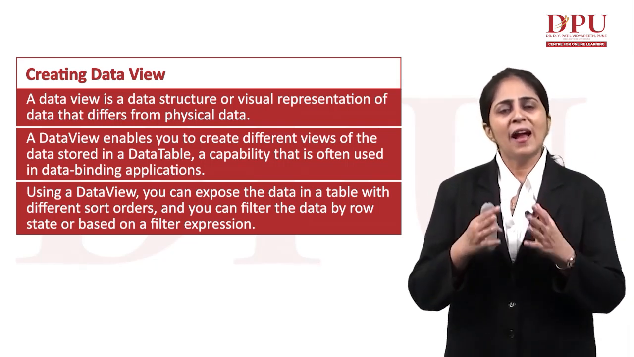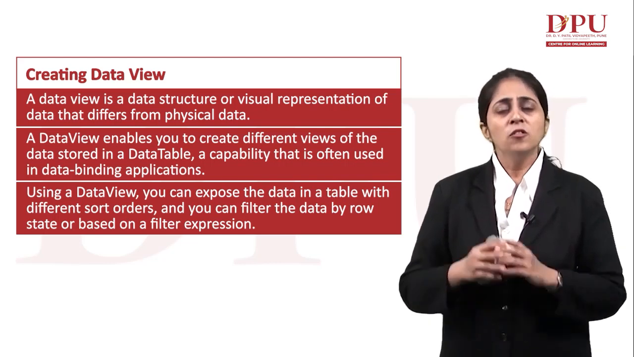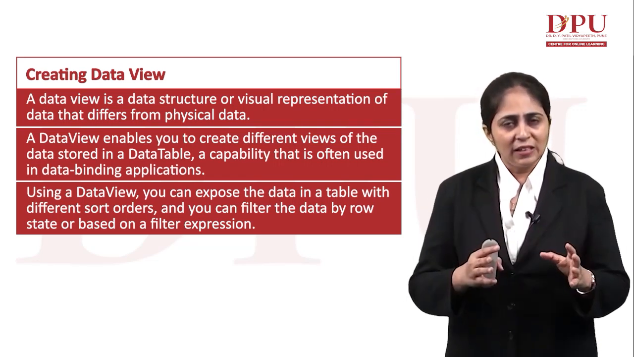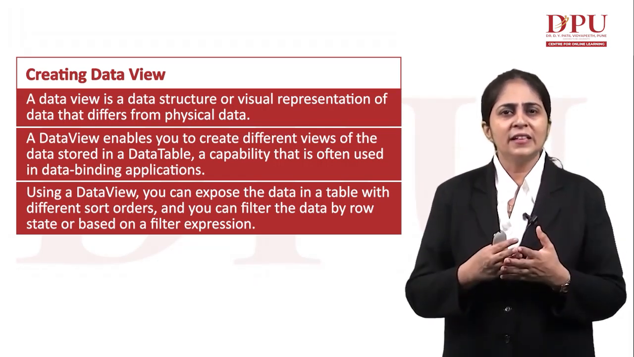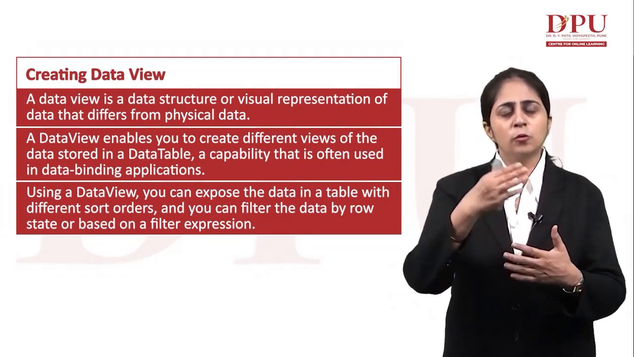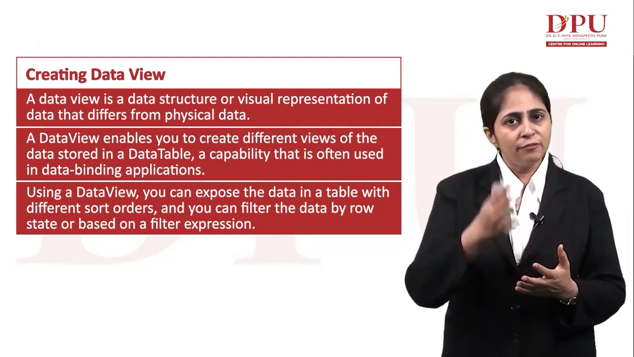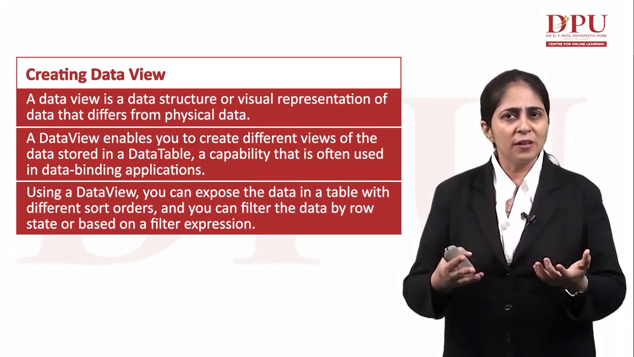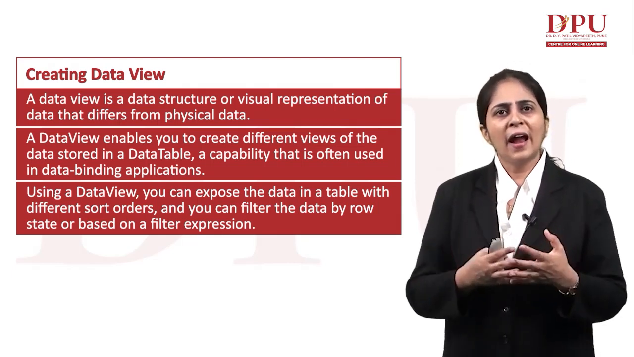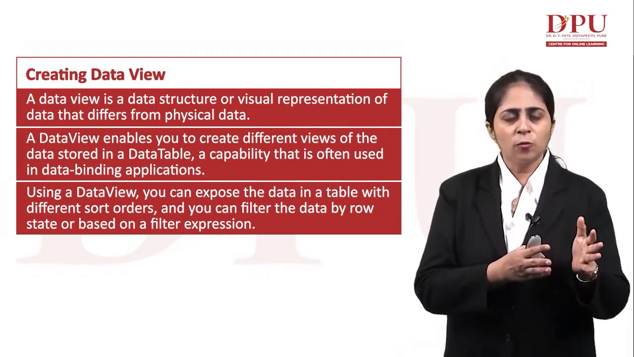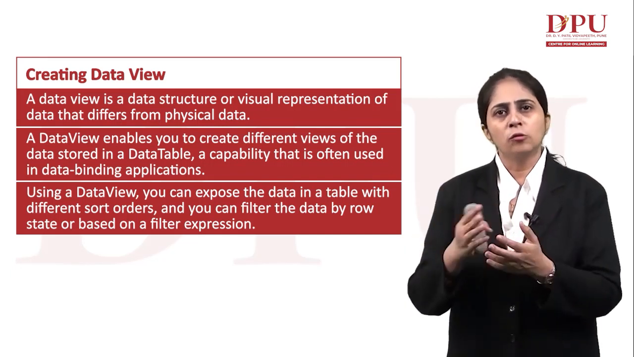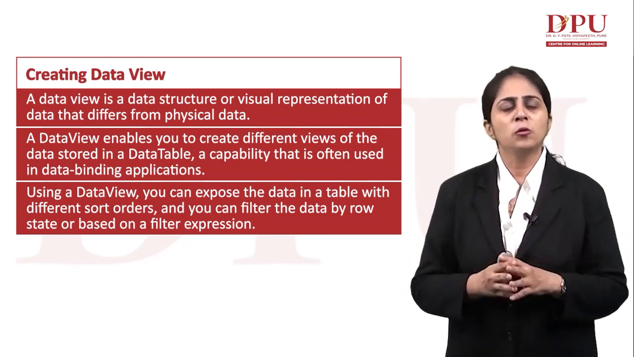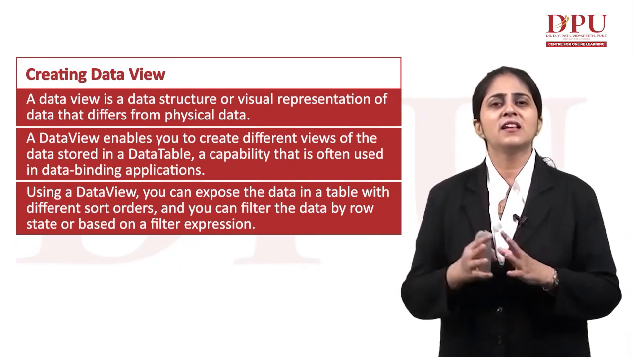So at that point of time, I am filtering some of the data. That particular thing that I'm viewing is a form of data view. In a data view, you can expose the data in the table with different sort orders. You can sort that data. Suppose you want to alphabetically sort your data, or you want the roll number to come in descending order for some reason. So you can sort your data and you can filter the data. Whatever data you want, you can have. The rest of the data you do not want, you do not have. Based on the row state or the filter expression, you can do this. So that is the data view.